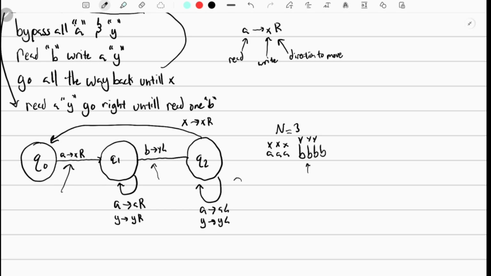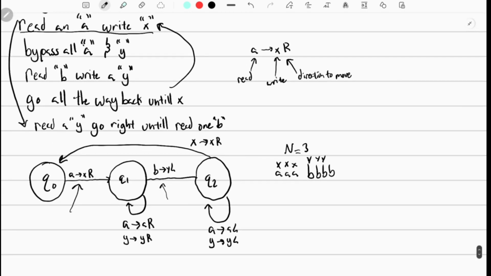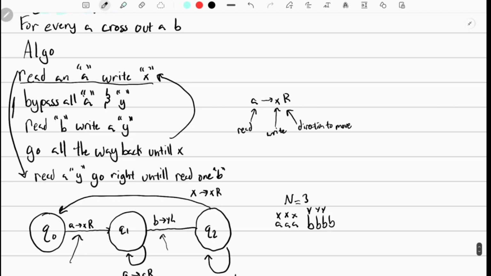We're going to loop through all these states right here. Bypass all the Y's and all the A's. In this case, there's no A's because they're all replaced with X's. So we're going to keep going until we hit an X. Bypass this one, bypass this one. Okay, so now we're done matching one to one. This is where this part comes in.